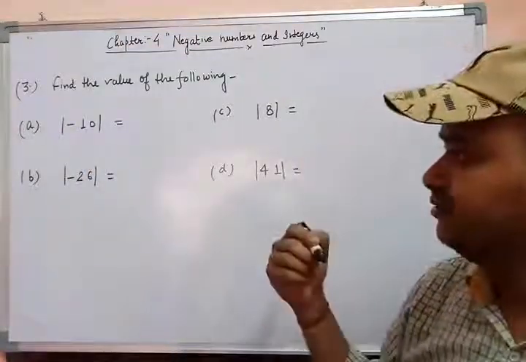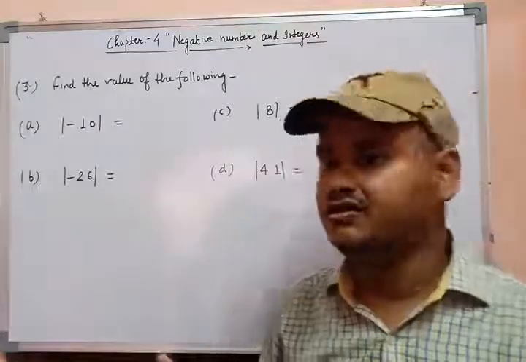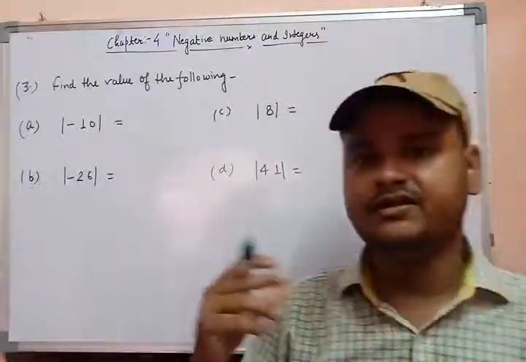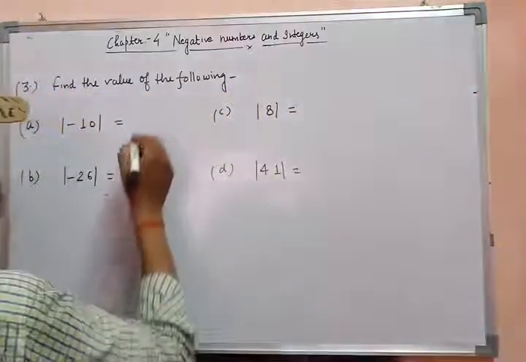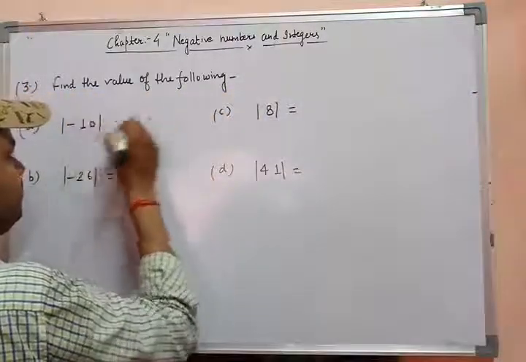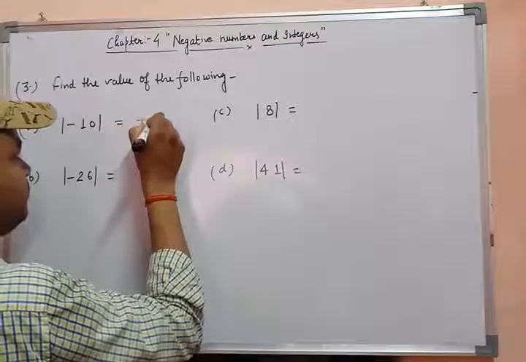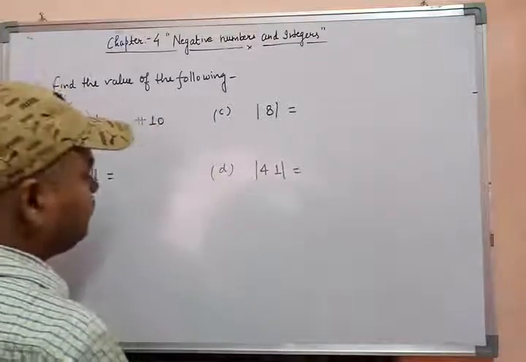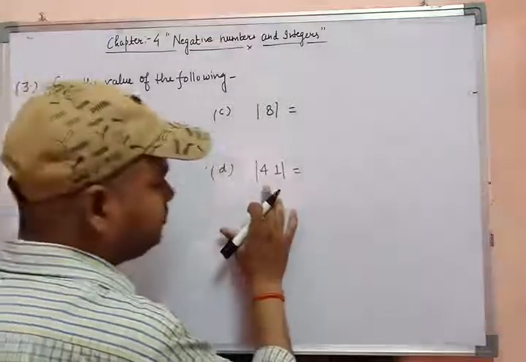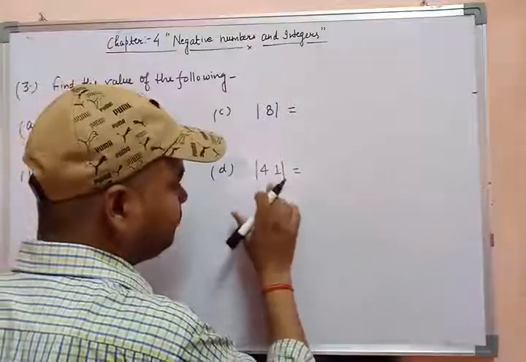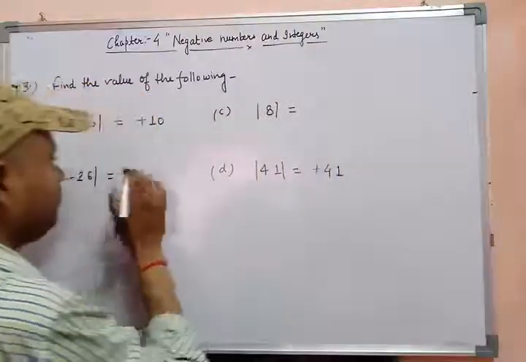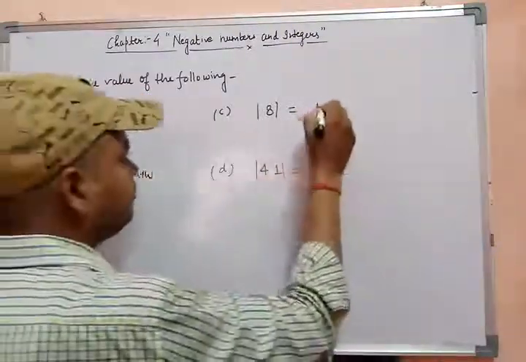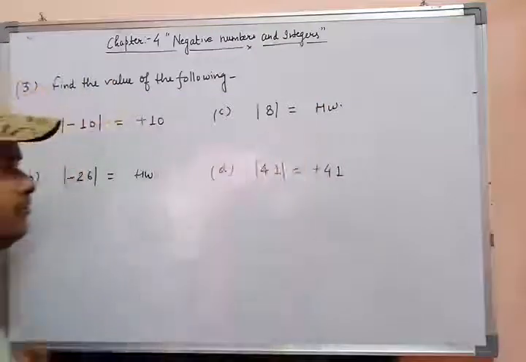So I have explained that when you want to find the absolute value of any number, it is always positive. So the absolute value of -10 is +10. In the same way, the absolute value of 41 is also +41. So students, you have to write this absolute value by yourself.